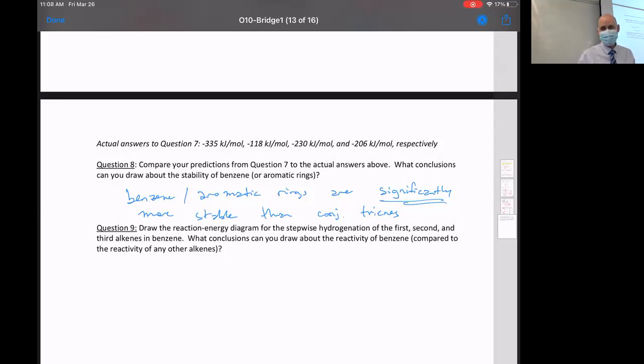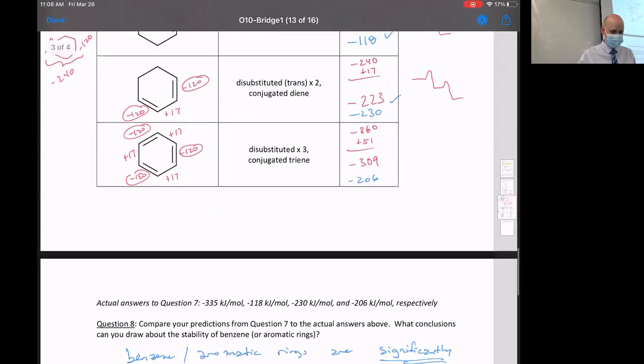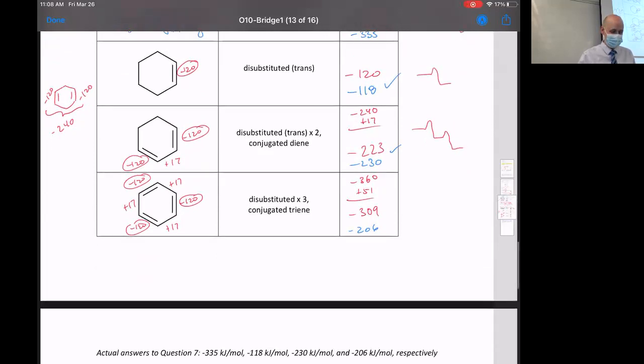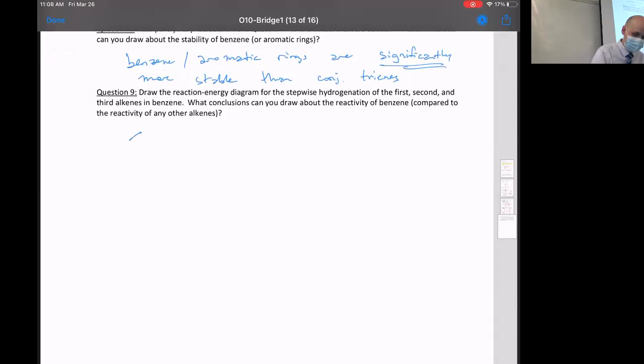reaction energy diagram. So starting with this, when we hydrogenate this, we would hydrogenate one of the double bonds, which would actually give us this molecule, right? And then another of the double bonds, which would give us this molecule, and then another double bond, which would just give us cyclohexane. So take a stab at drawing out what the reaction energy diagram would look like when you go from benzene to cyclohexadiene to cyclohexene to cyclohexane.